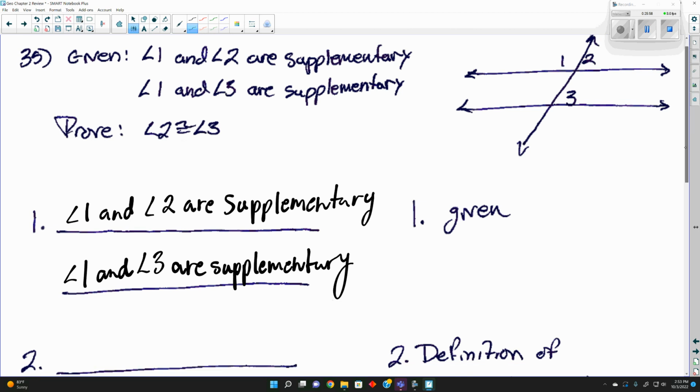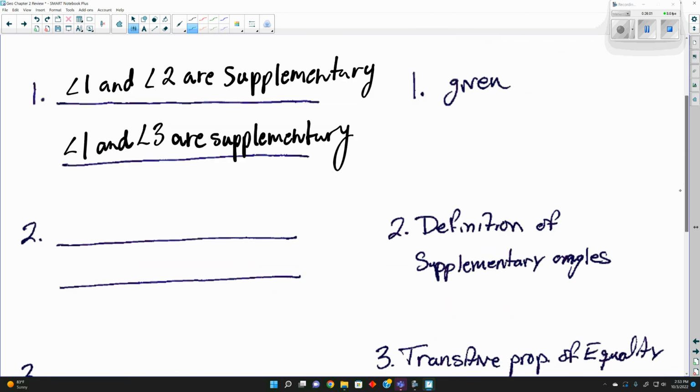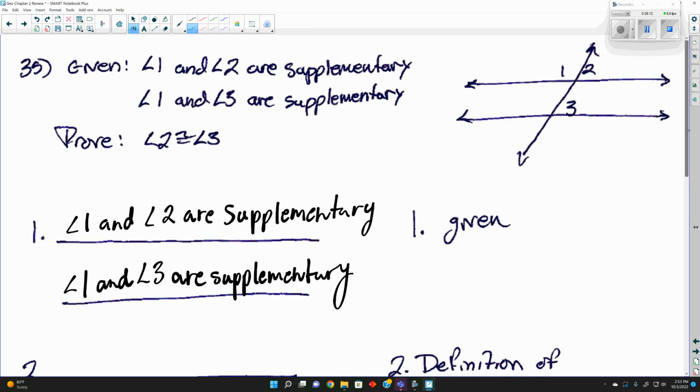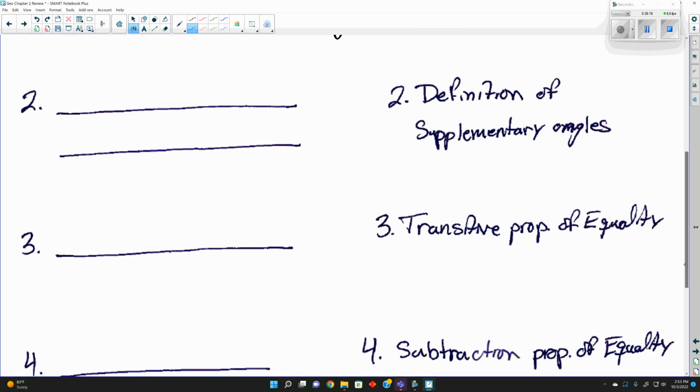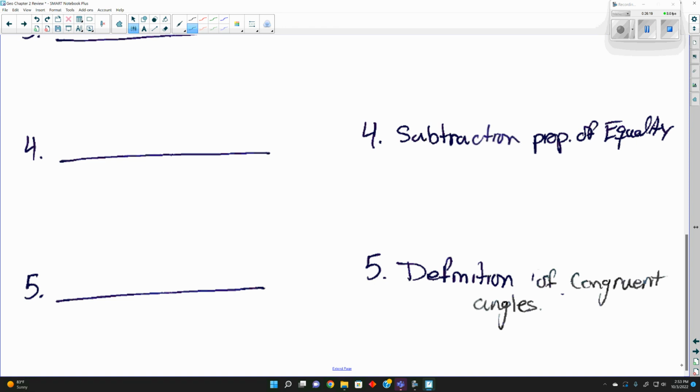So we're starting off with angle 1 and 2 are supplementary and 1 and 3 are supplementary. Now for some of these, we could put it all in one grouping, or we could do multiple of the given. So we could put it as 1, 2, and 3, or here 1 and 2 is the given. Now what are we wanting to prove? I know that the last line of this is saying that angle 2 is congruent to angle 3. On any of the geometric proofs, we should always have the first line and the last.